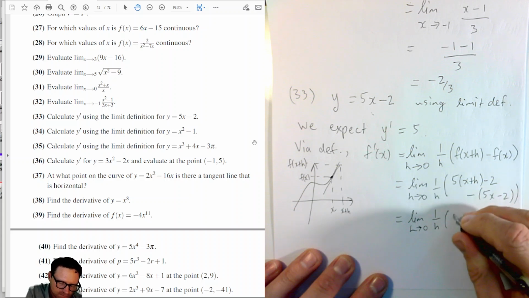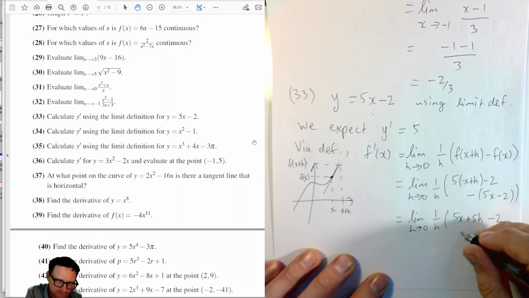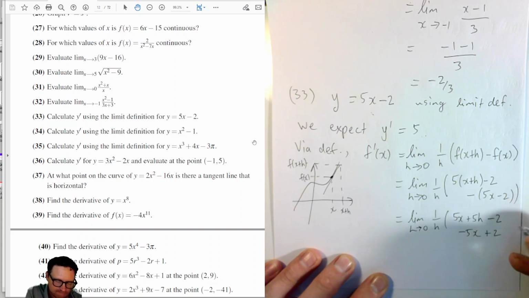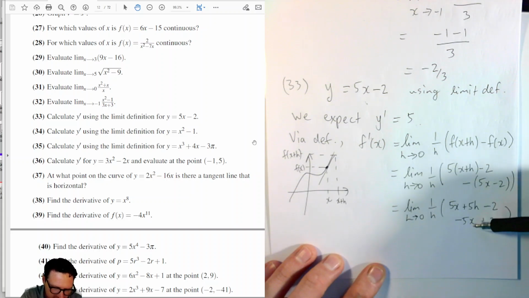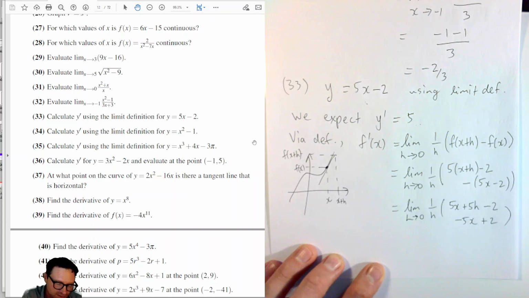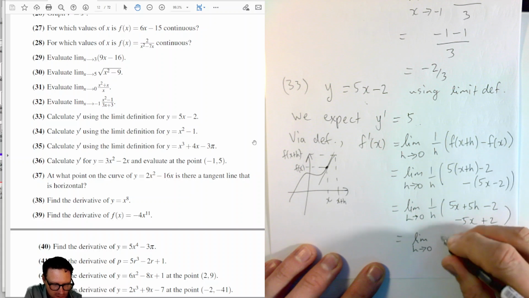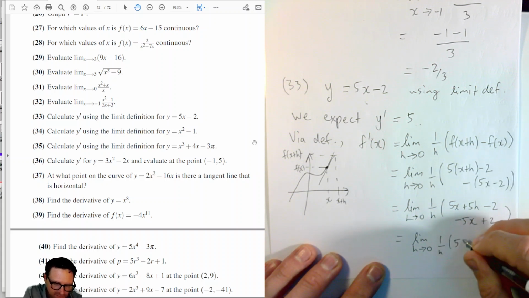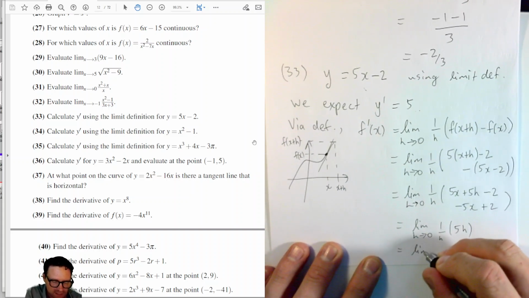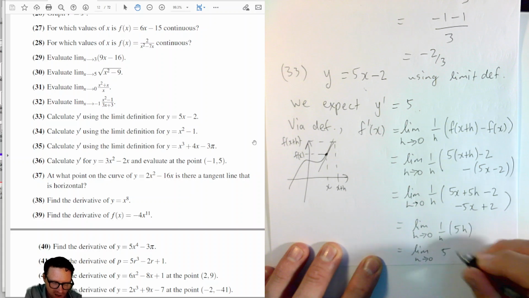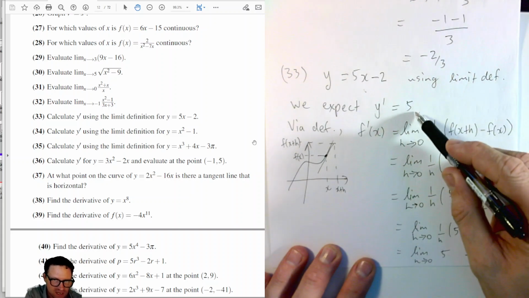So we expand this. Okay, you can see that a few things vanish. 5x minus 5x is 0. Minus 2 plus 2 is 0. And so we have the limit as h goes to 0 of 1 on h, 5h. Okay, now we can cancel the h's, and we have the limit as h goes to 0 of 5, which of course is just 5. So we get what we expect. This 5 is the same as that 5.